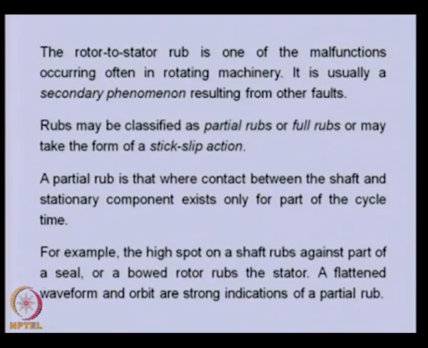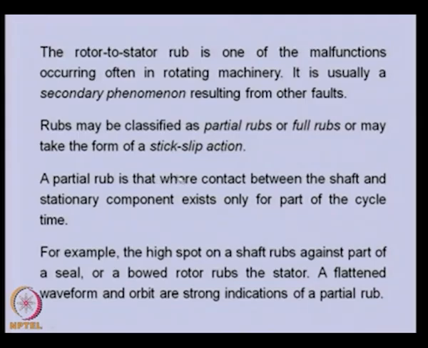The rotor to stator rub is one of the malfunctions occurring often in rotating machinery. It is usually a secondary phenomenon resulting from other faults. Because of the other fault this comes, that is why it is a secondary phenomenon. Rubs may be classified as a partial rub, full rub, or take the form of a stick slip action.